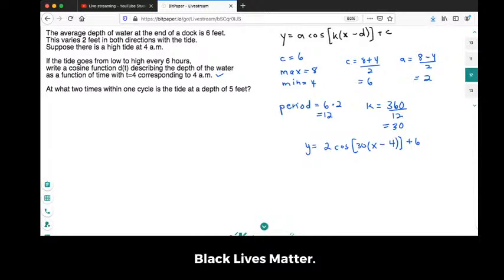Well, first of all, we need to determine how we should have actually written this equation. So this equation is depth as a function of time. So I should have really written it in this format.